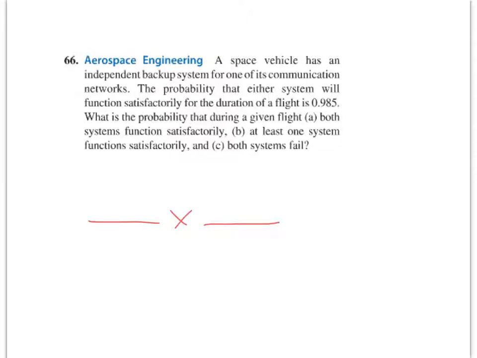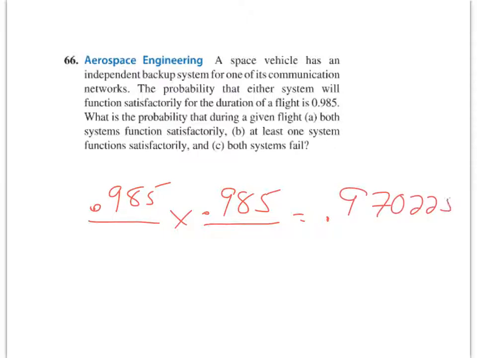The first one has a 0.985 chance of working. And the second one also has a 0.985 chance of working. They both must work. So therefore, we're going to simply multiply 0.985 times 0.985. Yes, I'm using my calculator. And I got 0.970225, or approximately 97% chance that both work on any given flight.